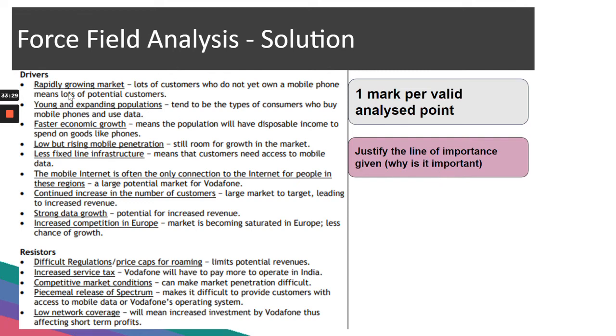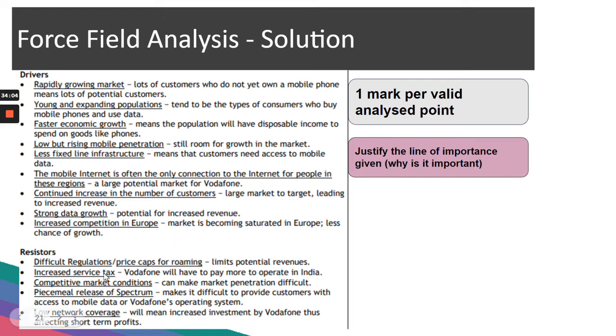So the first one we have is the rapidly growing market, which we identified as our first driver. This is a driver because lots of customers who do not yet own a mobile phone means lots of potential customers, so it drives the business to change. Then we have young and expanding populations. Now this tends to be the types of consumers who buy mobile phones and use data. So it's directly stating why the driver is a driver, explaining what about that driver is forcing the business to change or could encourage the business to change.